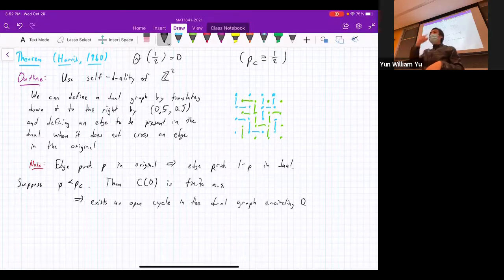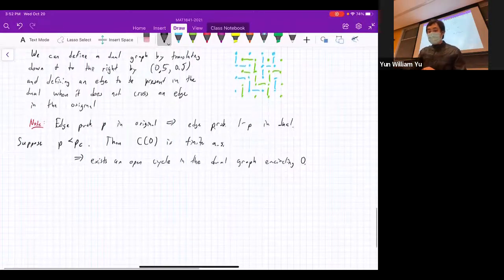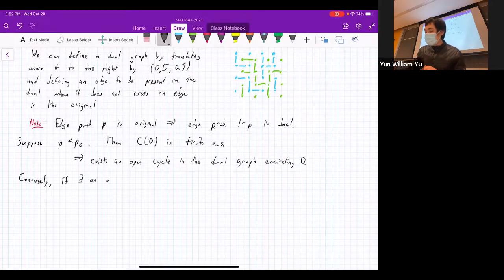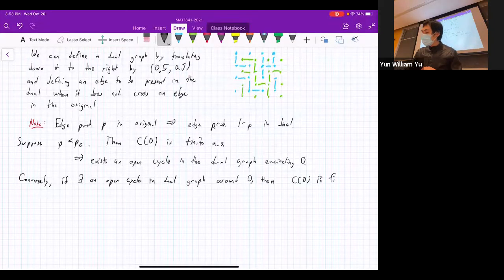And obviously, if you have a cycle around 0 in the dual graph, then clearly the connected component that contains 0 in the original graph is finite, because otherwise you would have to cross the cycle in order to go onto the other side. These are the key pieces of this proof. I should write that down. Conversely, if there exists an open cycle in the dual graph encircling 0, then C of 0 is finite, because it's trapped.